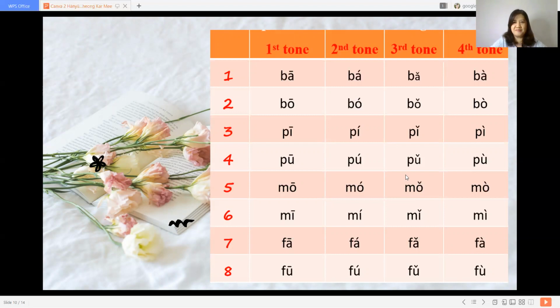How about the sixth line? 咪, 米, 米, 米. How about the seventh line? 发, 法, 法, 发. How about the eighth line? 夫, fu, fu, fu.